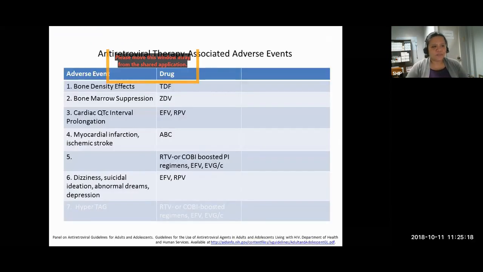Okay. Next long-term side effects are dizziness, suicidal ideation, abnormal dreams, depression. So these are things that concern your central nervous system. And often, these side effects are brought about by efavirenz and, to a lesser extent, rilpivirine.